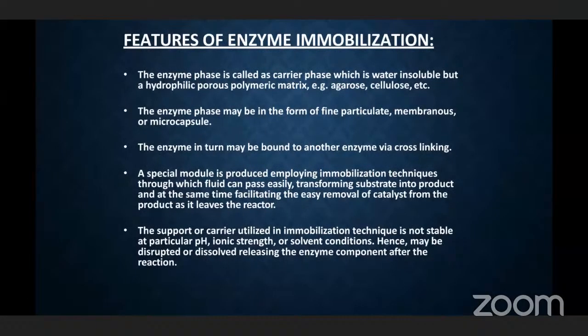The features of enzyme immobilization are: the enzyme phase is called the carrier phase, which is water insoluble but is a hydrophilic porous matrix like agarose or cellulose. The enzyme phase may be in the form of fine particulates, membranes, or microcapsules. The enzyme is in turn bound to another enzyme by cross-linking, and a special module is produced by employing immobilization techniques, through which the fluid or substrate can be passed, and you will finally get the product, which can be removed from the reactor.